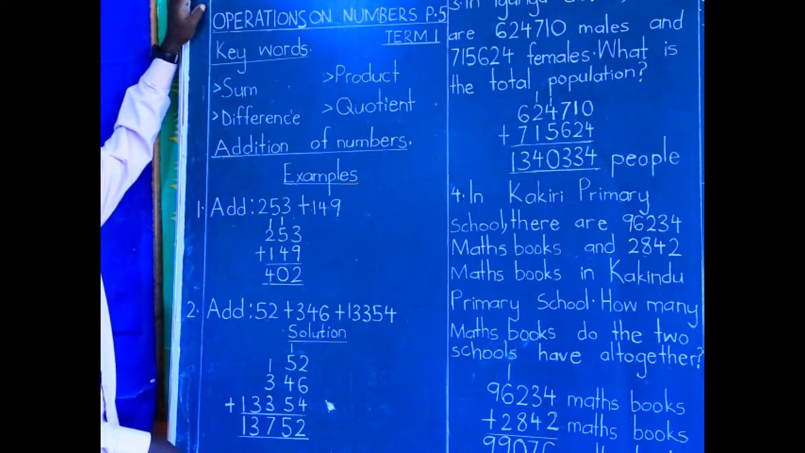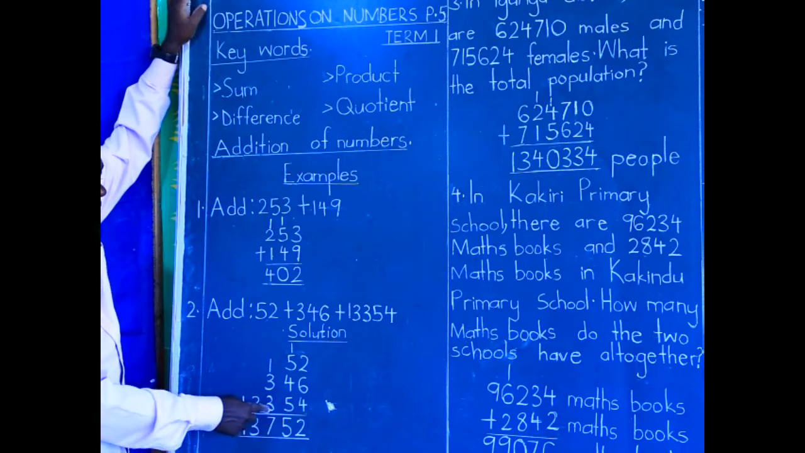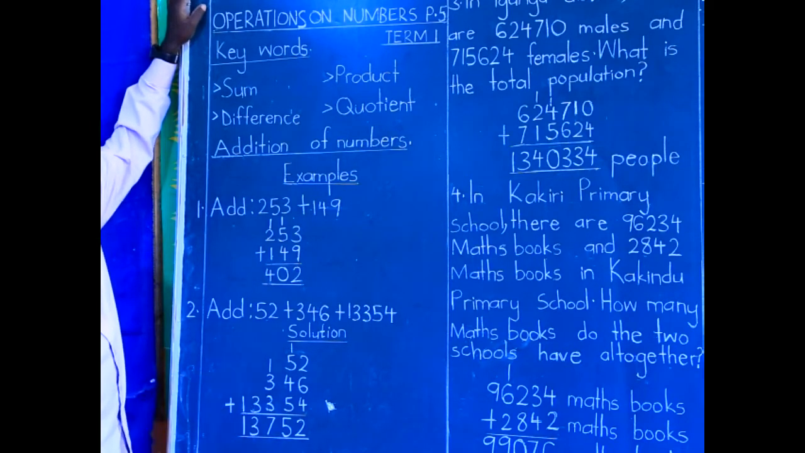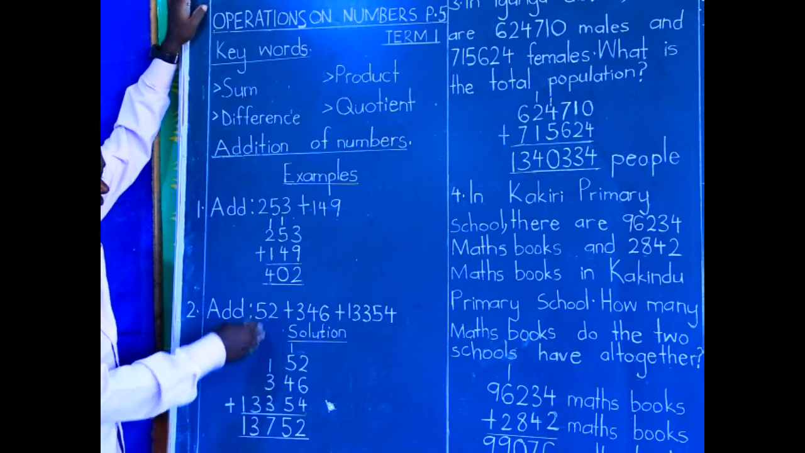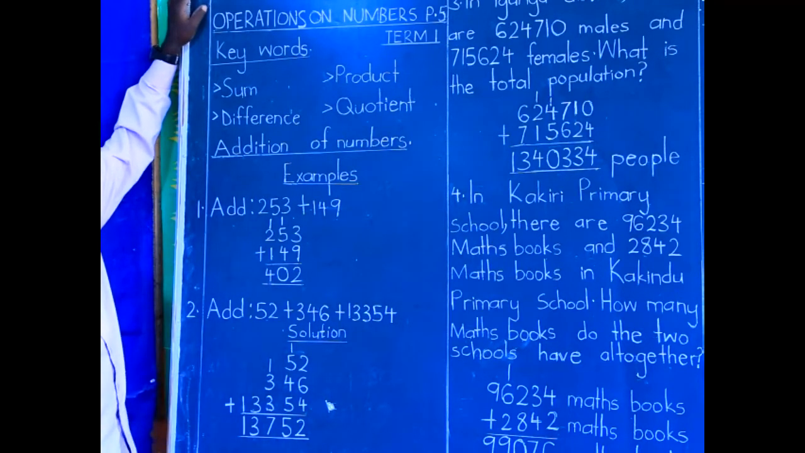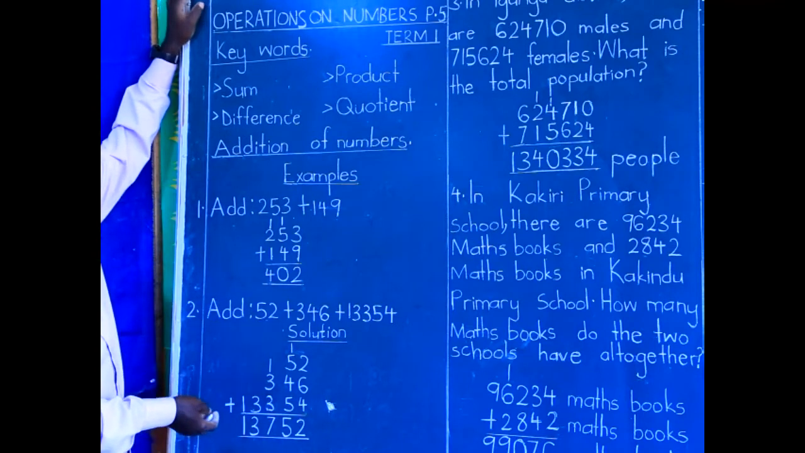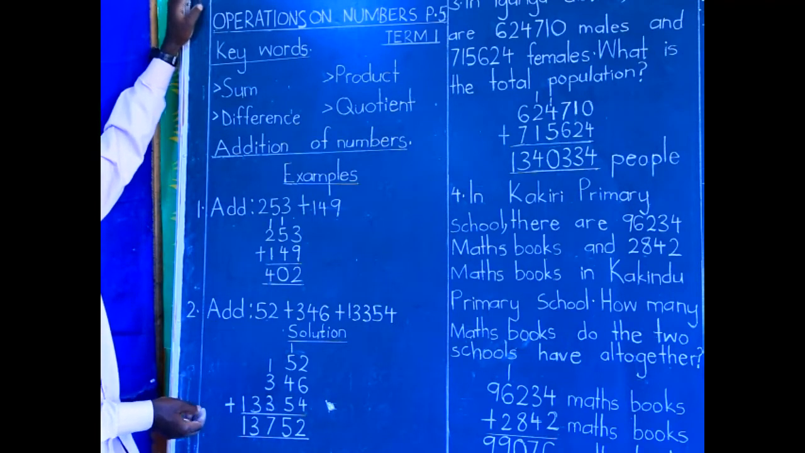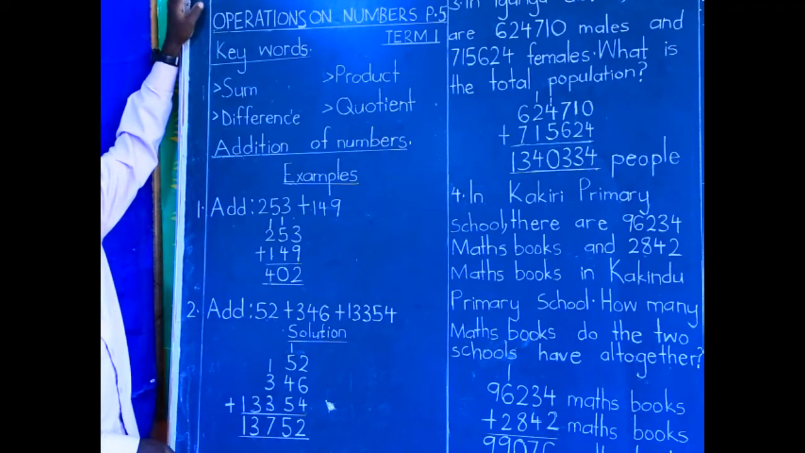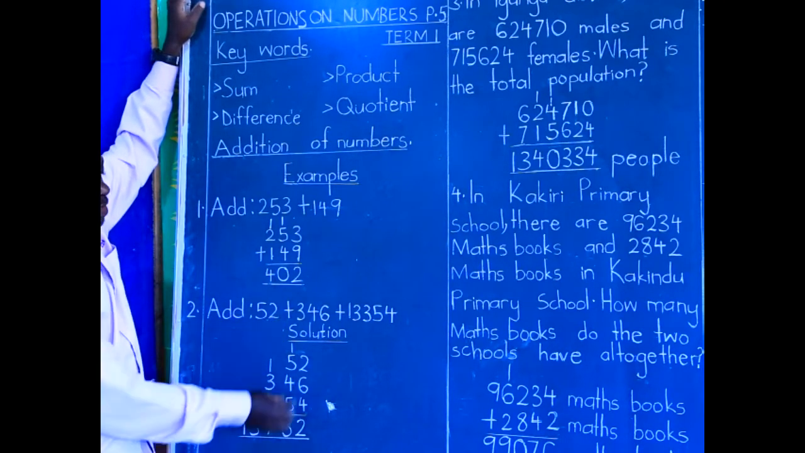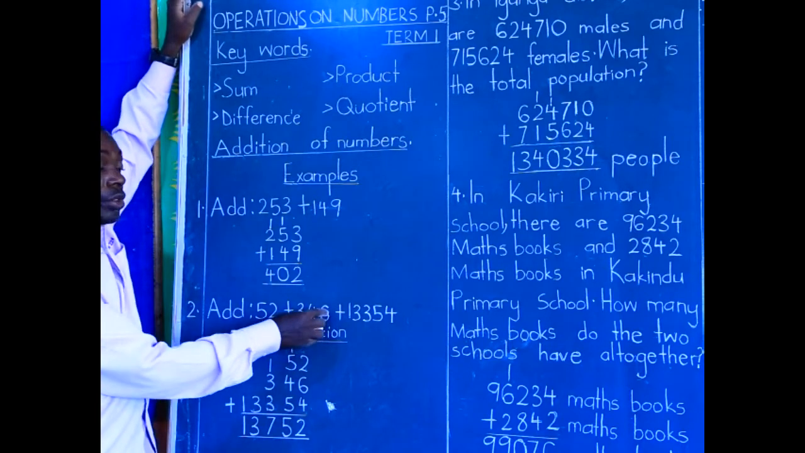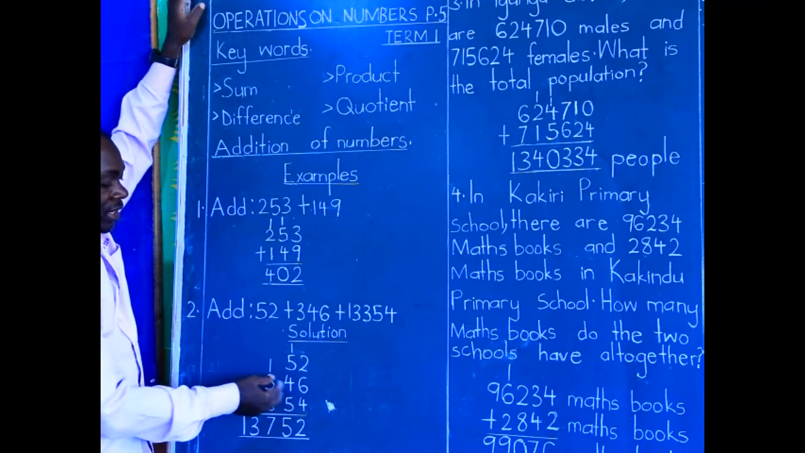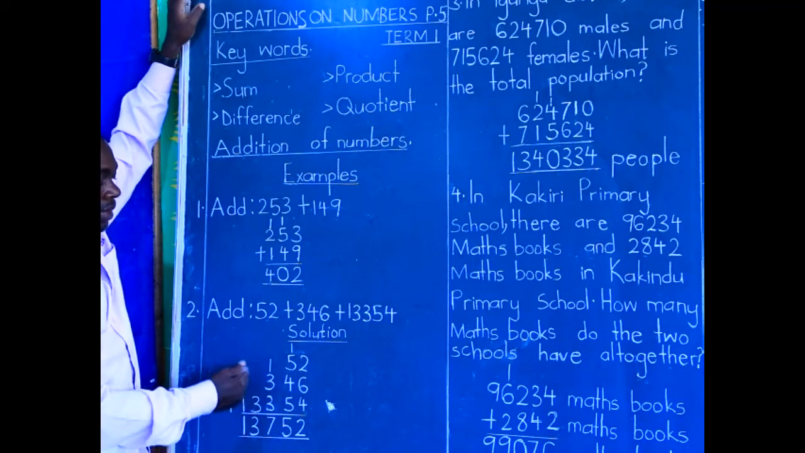tens, hundreds, thousands, and ten thousands. So align them in that order, starting with the ones. As you continue, you find out that others don't have the upper corresponding numbers. You shouldn't fear, and never should you change the order. So 52 is the first here. It has got 2 only. Then you go to 346. It goes beyond 52 by 1.